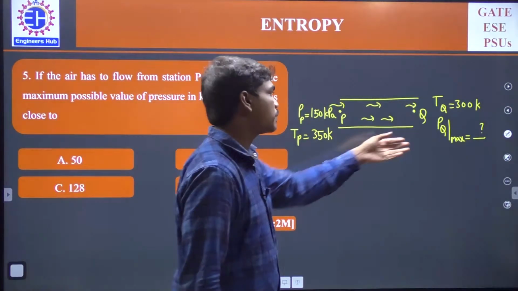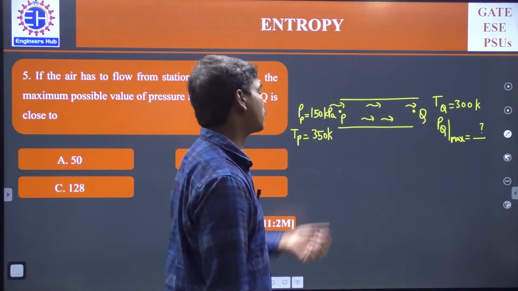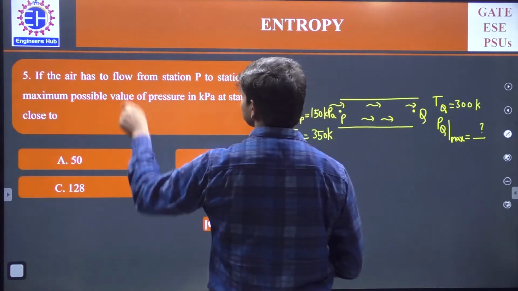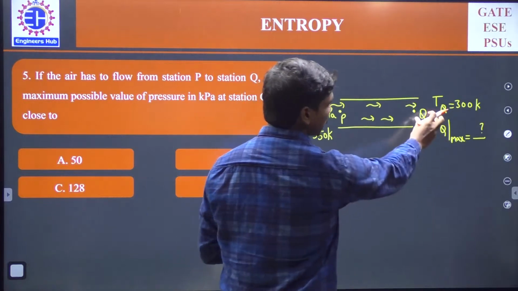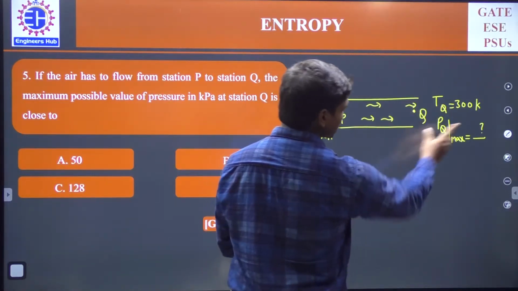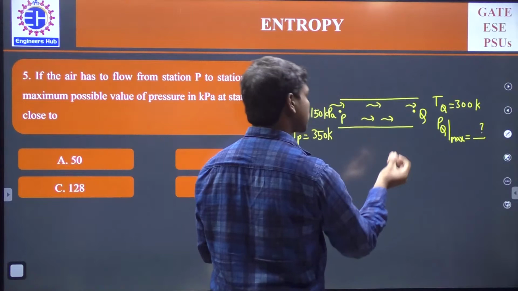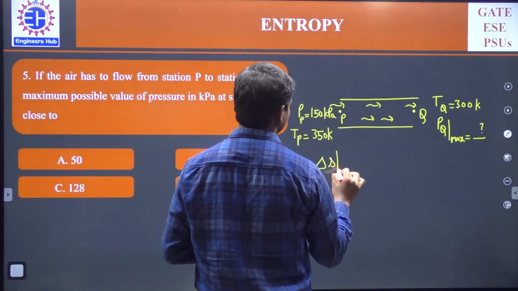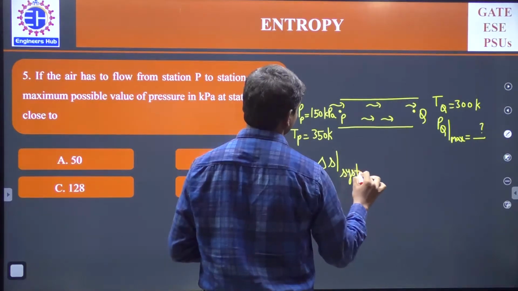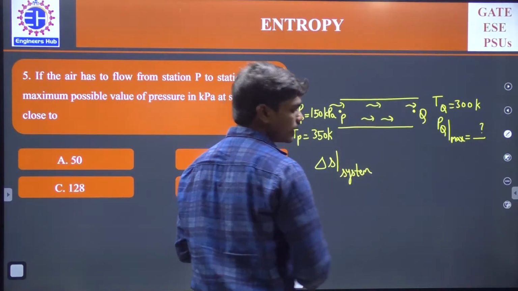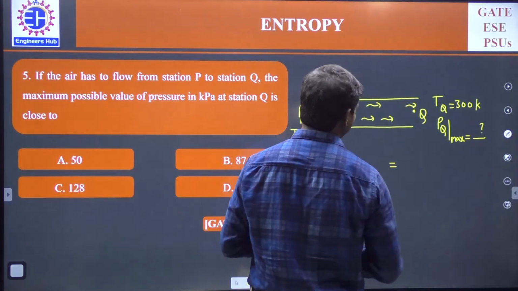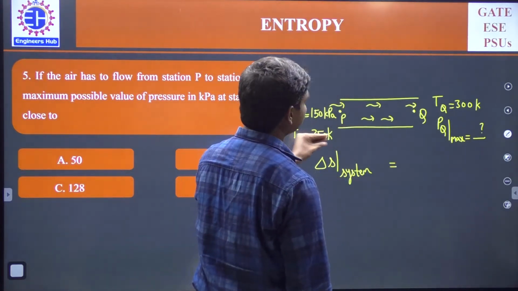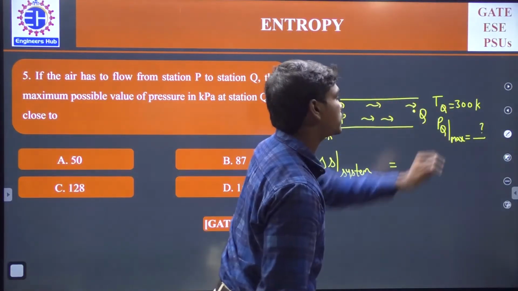Correct? What could be the maximum pressure at this Q? That's what the question is asking. Now see carefully. If you want the maximum possible pressure, the pressure drop has to be minimum, so the process has to be reversible. So delta S of the system, if you calculate, should be equal to some finite value. Correct? Now it's given 150, 350, 300, and PQ max.